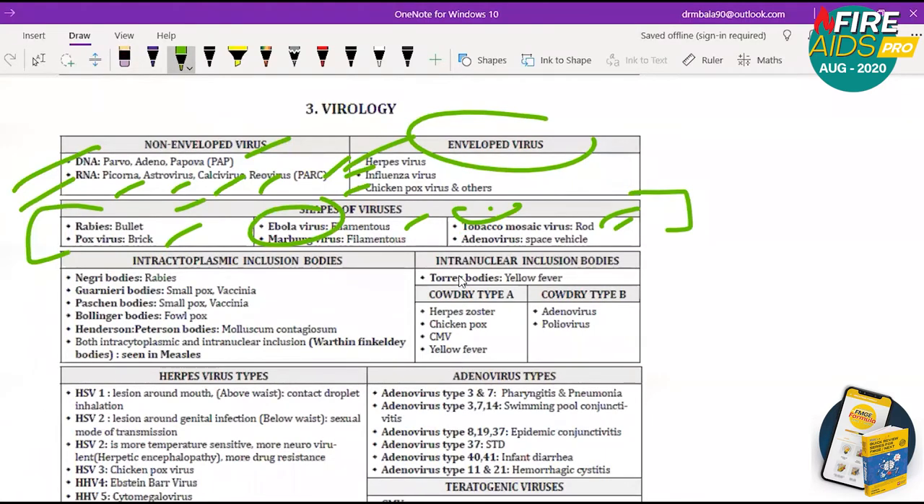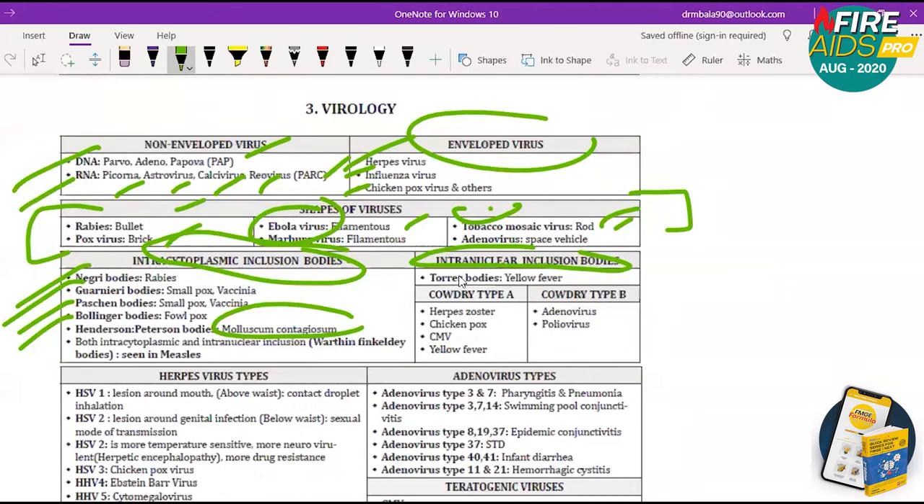Then the viruses can cause something called intracytoplasmic inclusion bodies. And it can affect the nucleus also, so intranuclear inclusion bodies. So we're going to see them. When they affect the cytoplasm, it could cause Negri bodies, which can be seen in rabies; Guarnieri bodies, seen in smallpox or vaccinia; Paschen bodies, seen in smallpox or vaccinia; Bollinger bodies, seen in fowlpox; HP bodies, seen in molluscum contagiosum; and a mix of intracytoplasmic and intranuclear inclusions seen in measles, called Warthin-Finkeldey bodies.